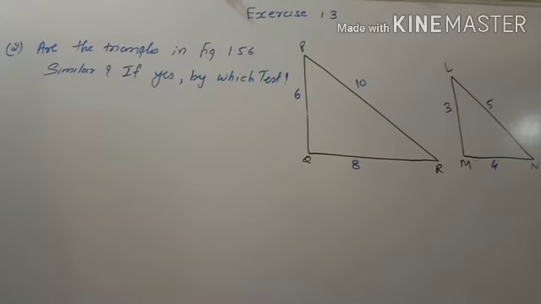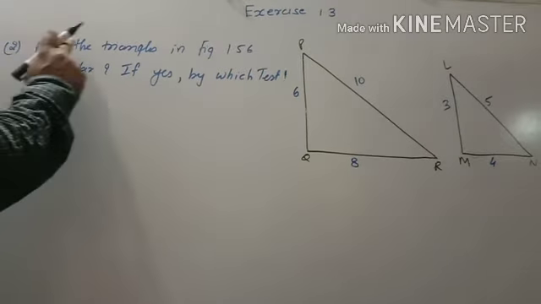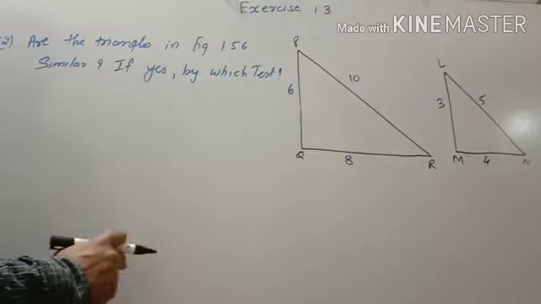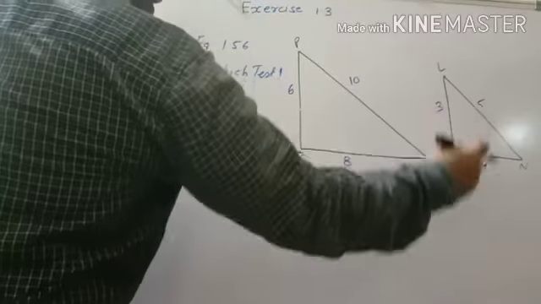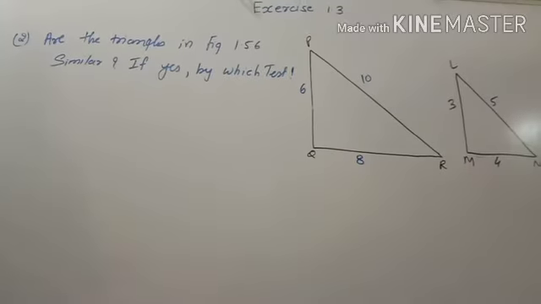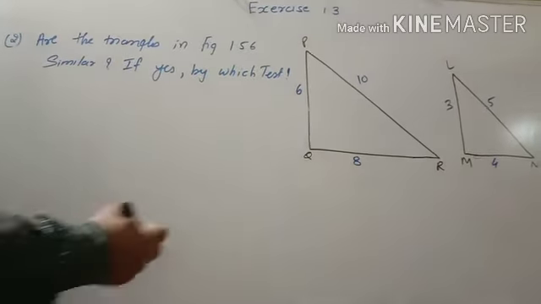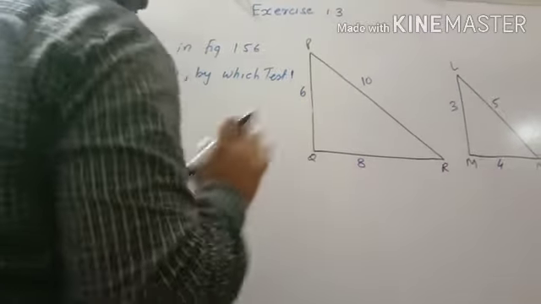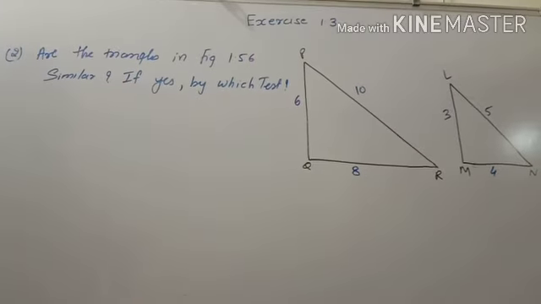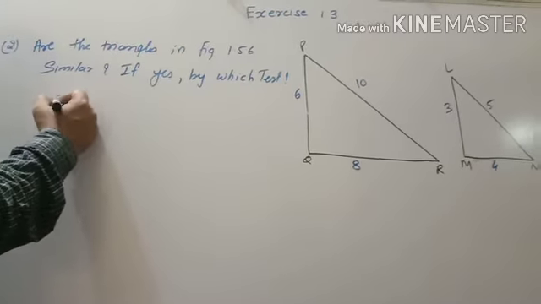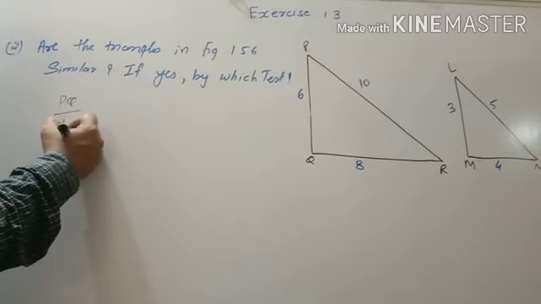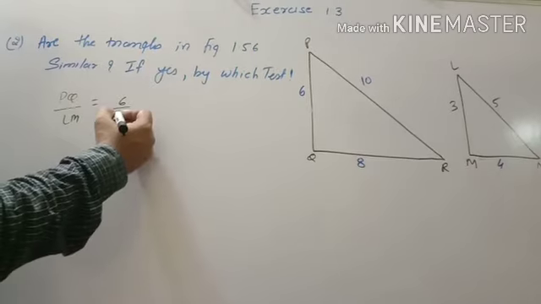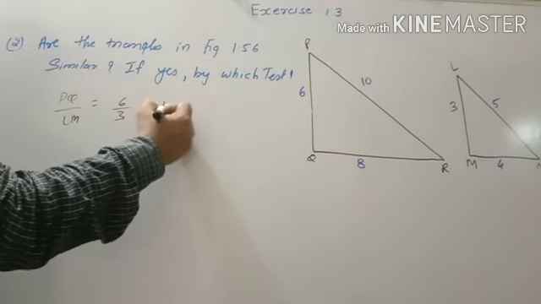Yes, student, exercise 1.3, question number 2. Are the triangles in figure 1.56 similar? What are the triangles? PQR and LMN. If yes, by which test? Students, you can see that sides are given in both the triangles. So first we see the sides. PQ upon LM. What is the value of PQ? 6, and LM is 3. That is 2.